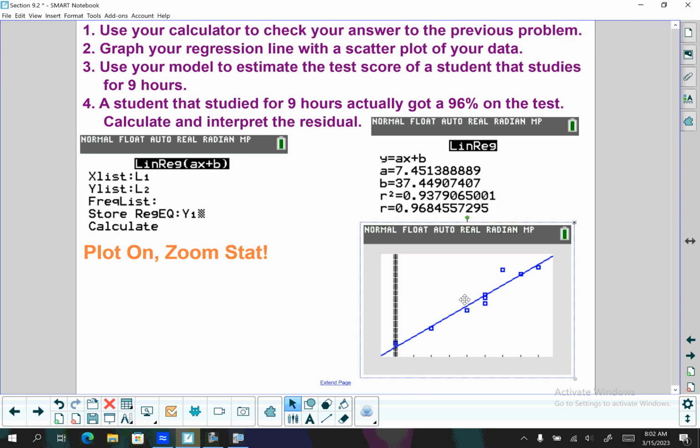Okay, so we're going to go into stat plot. We're just going to change the type back to a scatter plot. Now let's try that. I'll just wait for it to come off.